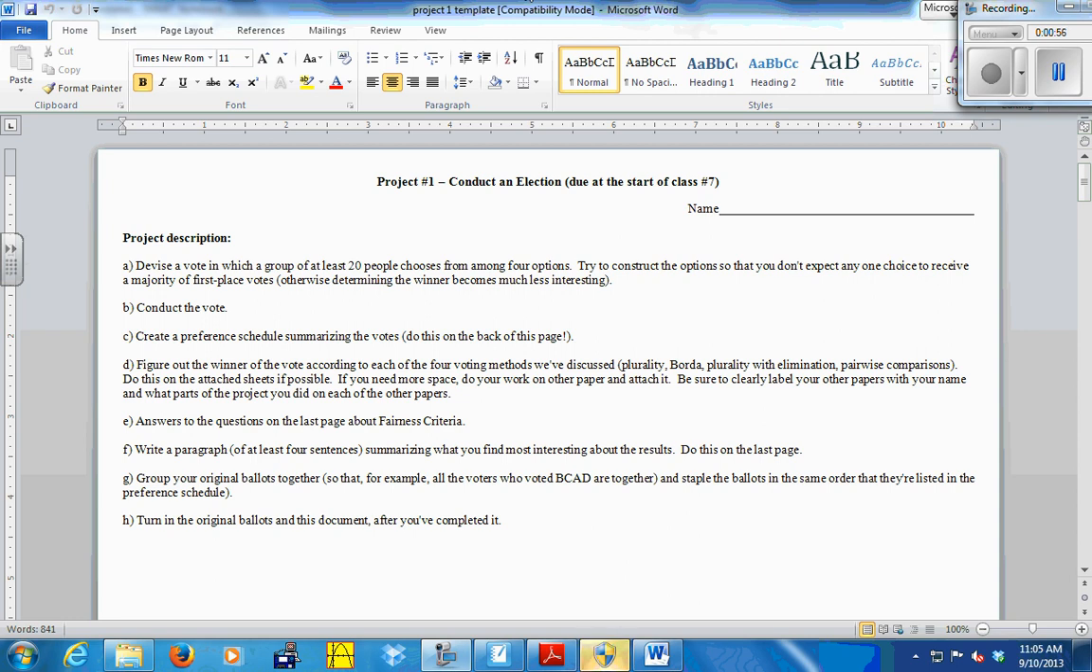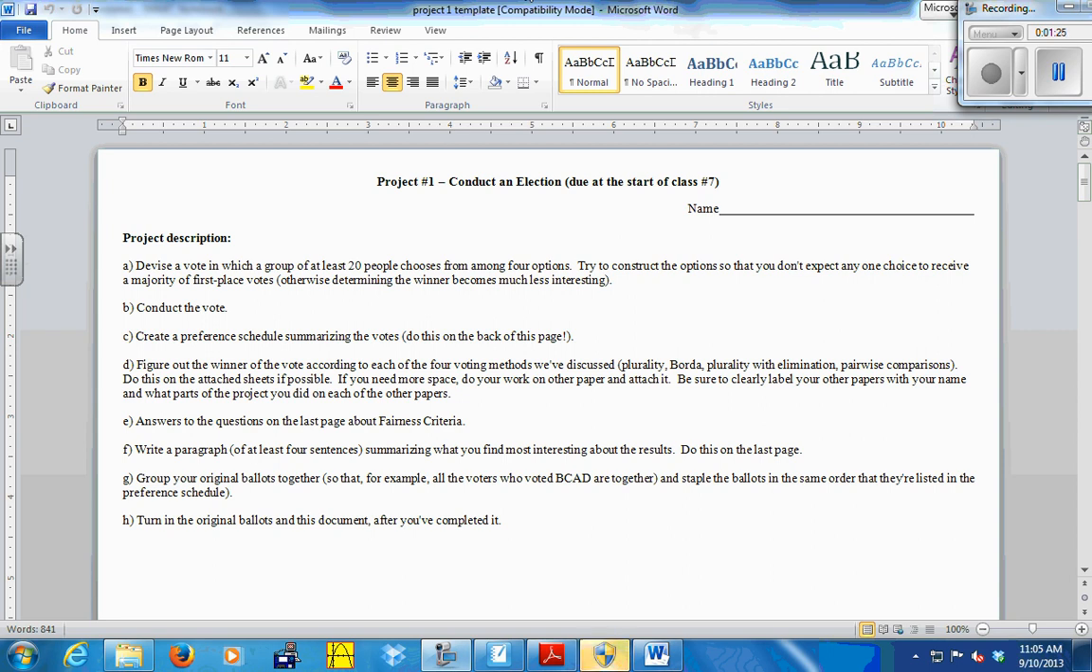Part C is to create a preference schedule summarizing the votes. So we learned about what a preference schedule is last class. That's where you summarize all the identical ballots, right? So you put all the people who voted, say, B, C, D, A, that's one column, and you put like an 8 at the top. There were 8 ballots that looked like that. Okay. So look in your text, look in the notes for how to create a preference schedule. We talked about it in previous classes.